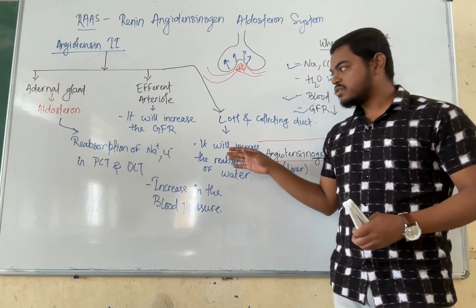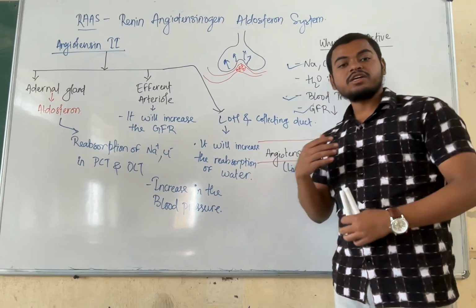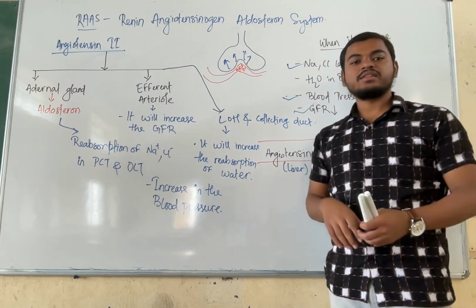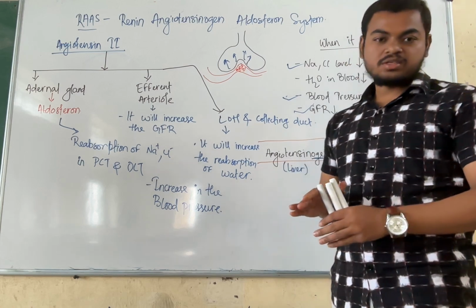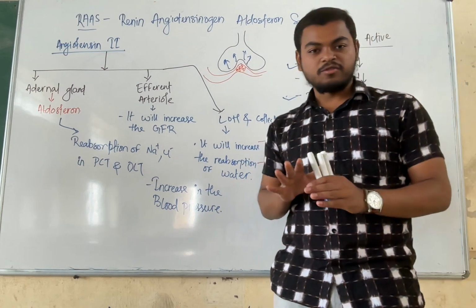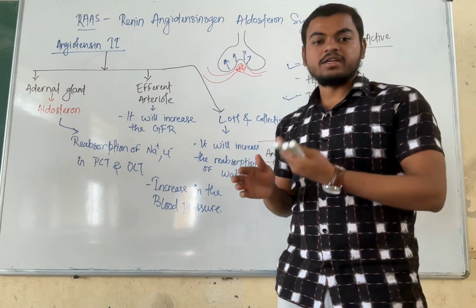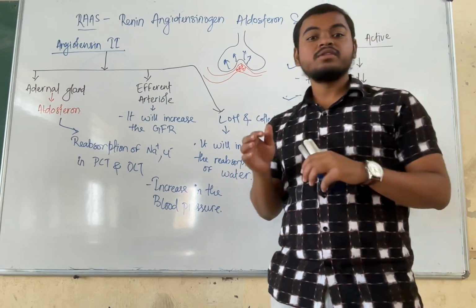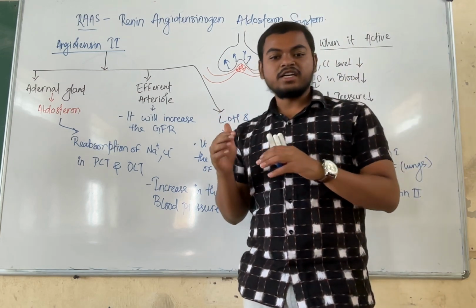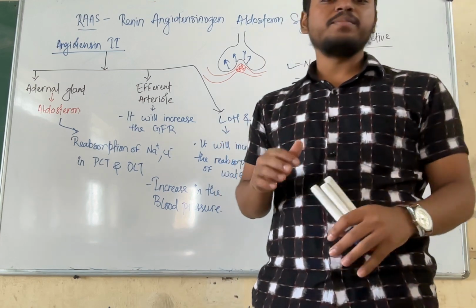According to this, simultaneously another hormone also acts, that is ADH, the antidiuretic hormone, which is secreted by the posterior pituitary, but it is made in the hypothalamus, and it is secreted by the neurohypophysis.